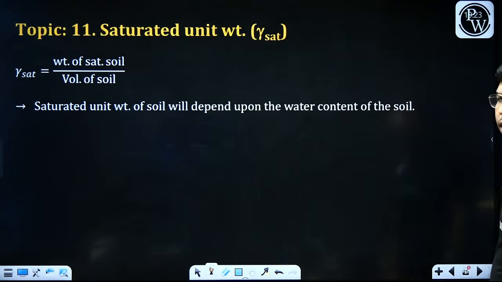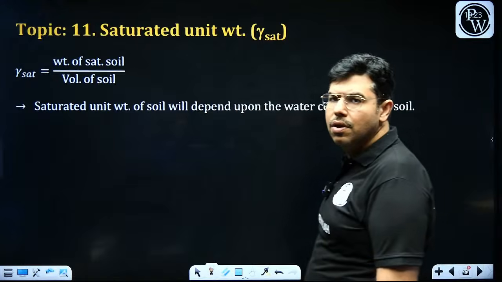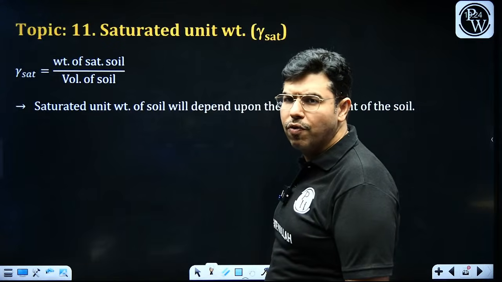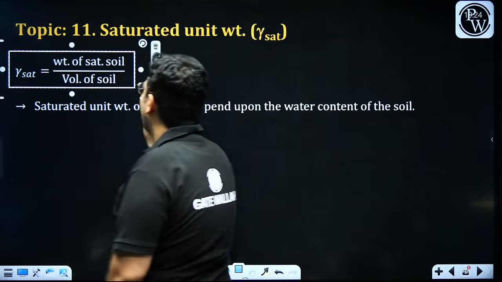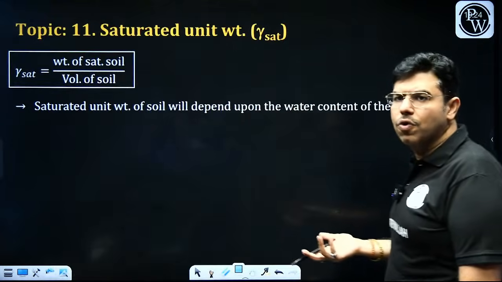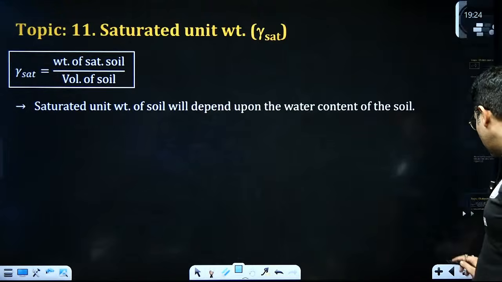Next is saturated unit weight of soil, that is weight of saturated soil divided by volume of soil. This is known as saturated unit weight of soil, and it will depend upon the water content of the soil, obviously. Okay.